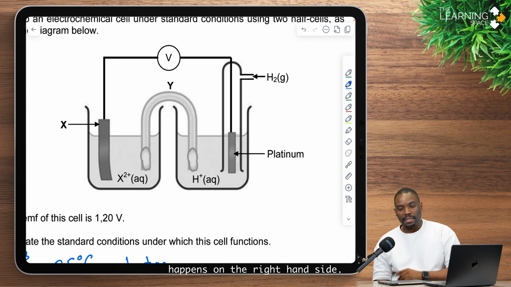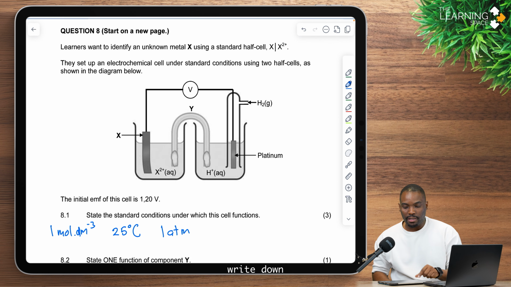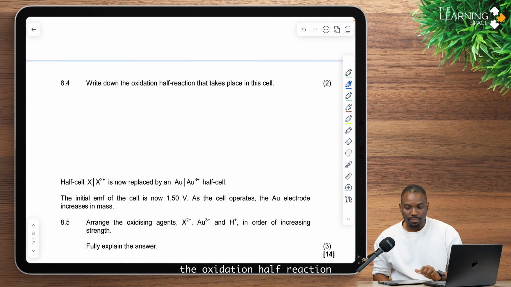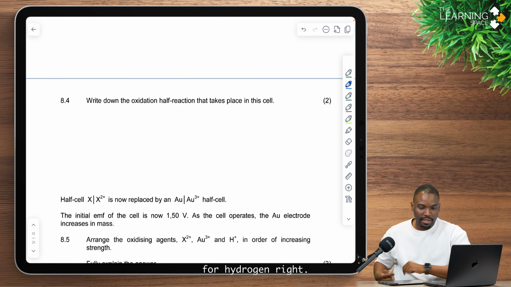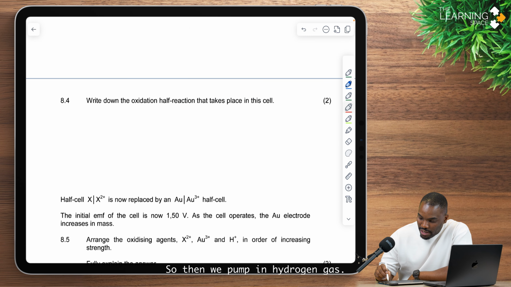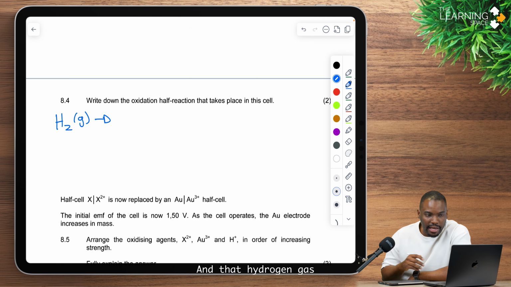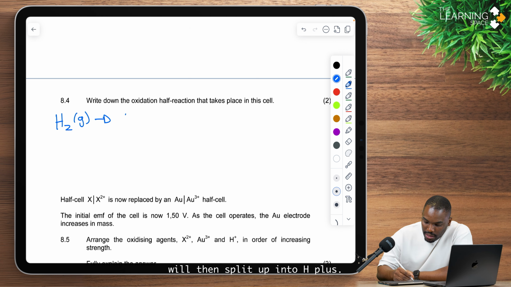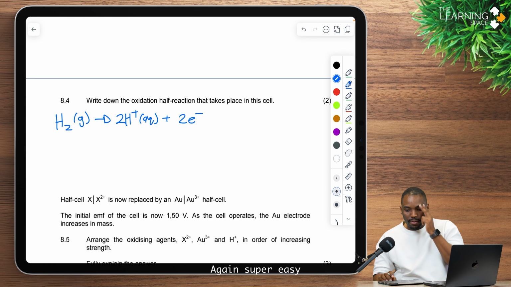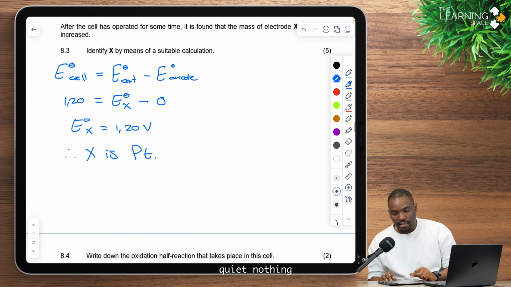Oxidation happens on the right-hand side. That's the hydrogen half cell. So let's simply write down the oxidation half reaction for hydrogen. There we pump in hydrogen gas, and that hydrogen gas will then split up into H plus, but to balance it out, it's going to be two of them, in an aqueous solution, plus 2 electrons. Again, super easy, nothing very challenging at all.